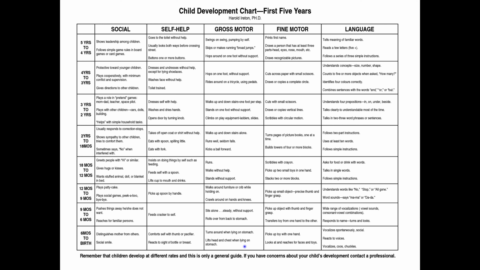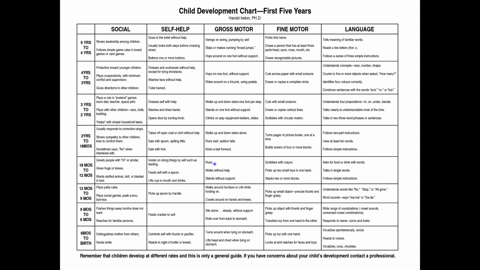So you can see birth to 6 months, lifts head, turns around when lying on stomach. That's a big thing. That baby turns over. We're always very excited. Rolls over from back to stomach from 6 to 9 months. Crawls around on hands and knees 9 to 12 months. Walks around furniture or crib while holding on. That's what we really want to see from 9 to 12 months. They don't start standing without support or walking without help until about 12 to 18 months. Again, with the physiology, their bodies are going to be more capable of physically doing that, and then actually running towards the end of 18 months.